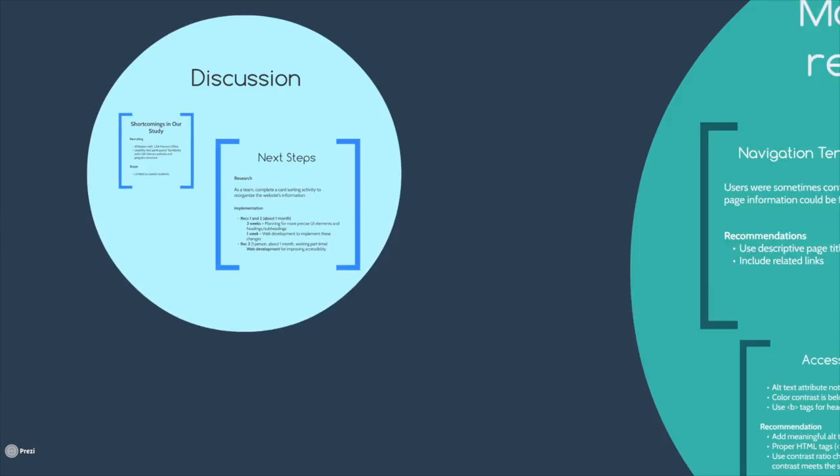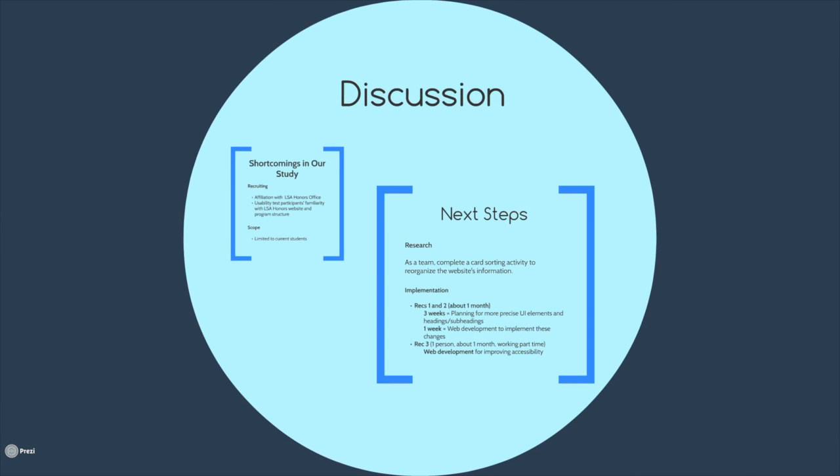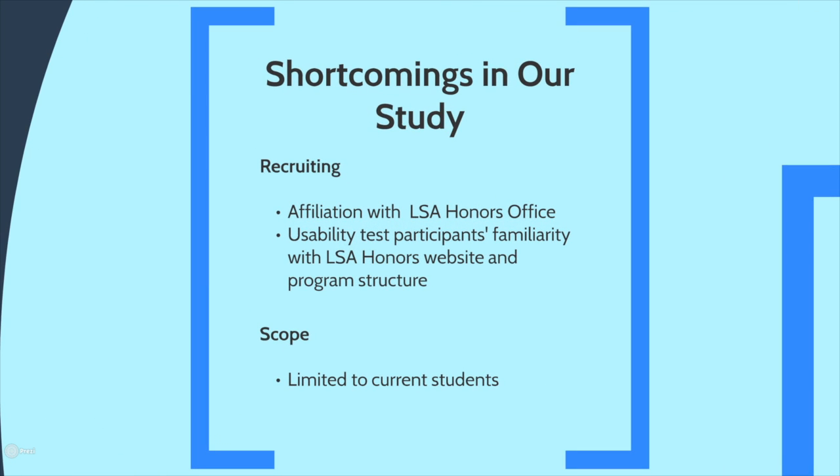Throughout the course of the semester, we encountered a few shortcomings and some ideas for next steps that we will briefly discuss now. One of the major shortcomings of the study was, due to time constraints, our interviewees, survey, and usability test participants are not completely representative of the UM LSA Honors students as a whole. We recruited heavily from a subset of honors students who have experience working in the honors program's office. These students have a strong familiarity with the program's structure, curriculum, and with the program's website.